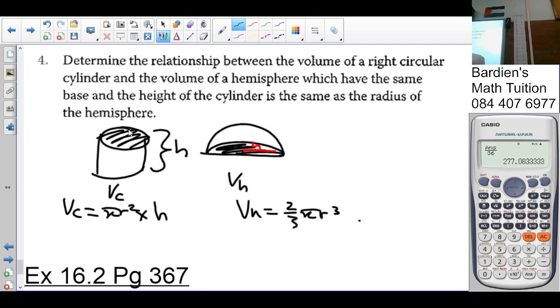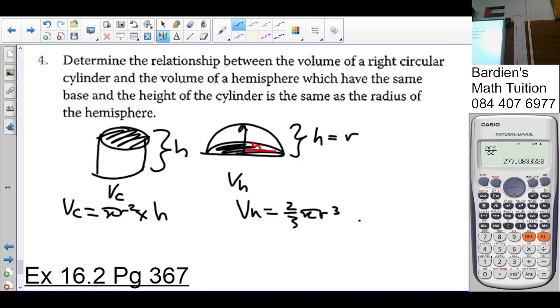So here we are told that the height of the cylinder is the same as the radius of the hemisphere. Is that what he said, or is my understanding wrong? We are told that the height of the cylinder is the same as the radius of the hemisphere. In other words, H is the same as R. Why? Because the radii in both are the same.